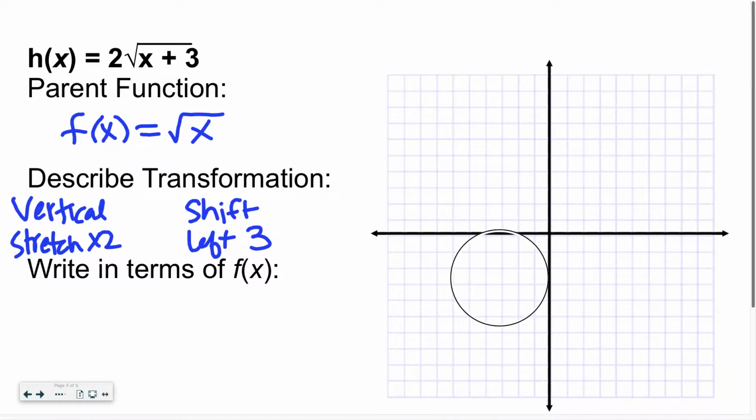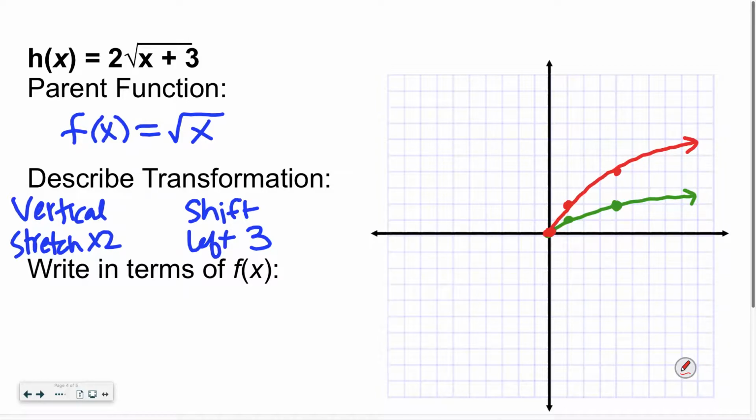So I'm going to do our parent function in green. Green seems to be like my lightest color. Okay. So this is our parent function. If we're going to apply the stretch, then all of our y values are going to get multiplied by 2. So this has a y value of 0. That's boring. This has a y value of 1. What's its new y value? Okay. This has a y value of 2. What's its new y value? Okay. So this would be the stretch of our function.